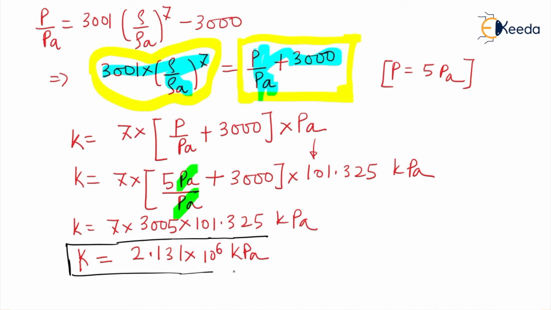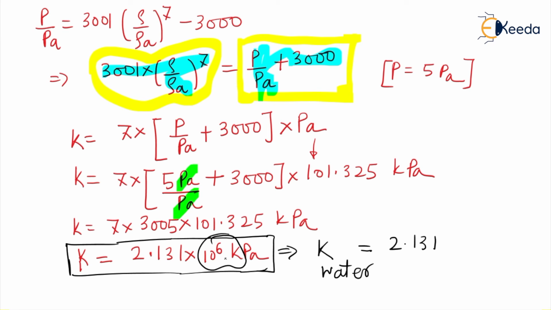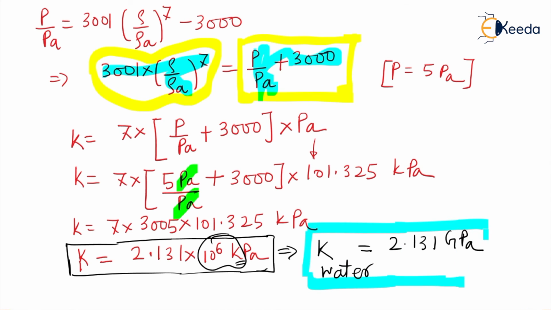This is also an important topic from the theoretical point of view: the K value for water is generally somewhere around this 2.131. Now 10 to the power 6 kilopascal means 10 to the power 9 Pascal, so this can directly be given as gigapascal. This can be another way to write your units for K. So that will be our answer.